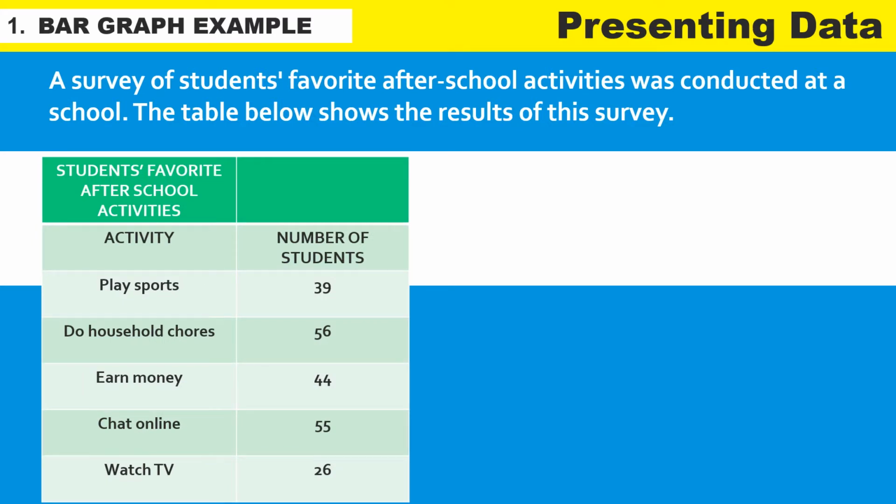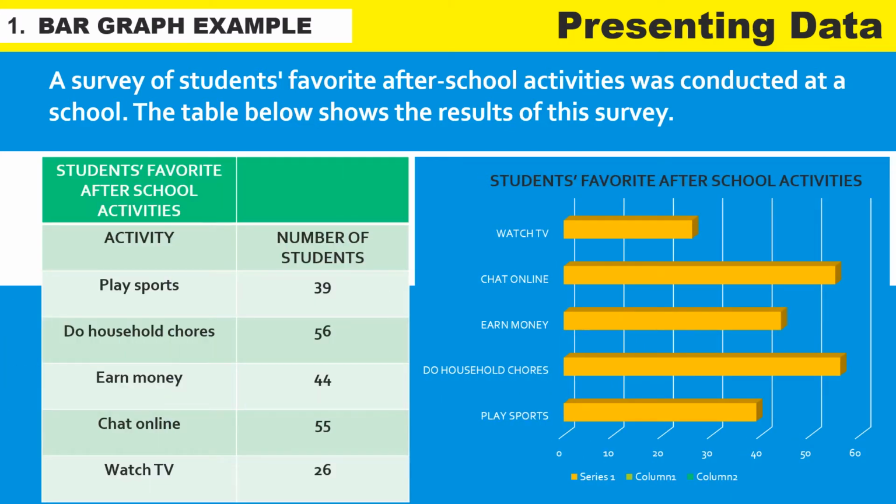Here is the table, activity and the number of students. In playing sports, we have 39 students. Do household chores, 56. Earn money, 44. Chat online, 55. Watch TV, 26.